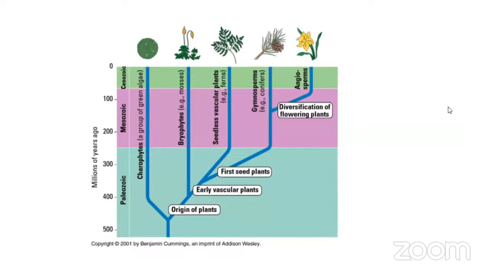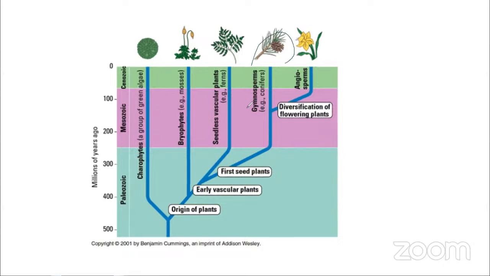So on our timeline, we developed vasculature after we developed land plants. Now we have our first seed plants. We can see that this split is much younger, where we have our gymnosperms and angiosperms splitting off from each other. And we are located right here for today.